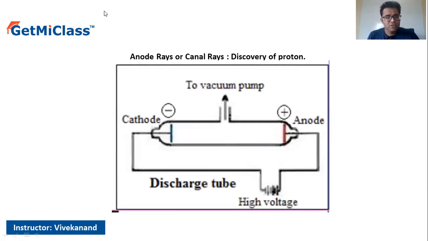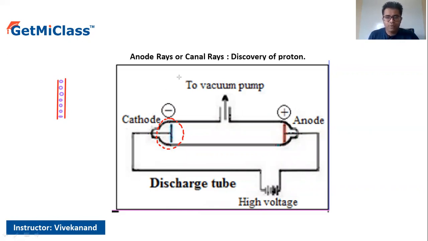In the discharge tube, certain modifications were made. For example, the cathode which was used in this experiment, he perforated. That means if these are the cathodes, they are going to have a small number of small holes over here, something like these. These are nothing more than holes in the cathode.